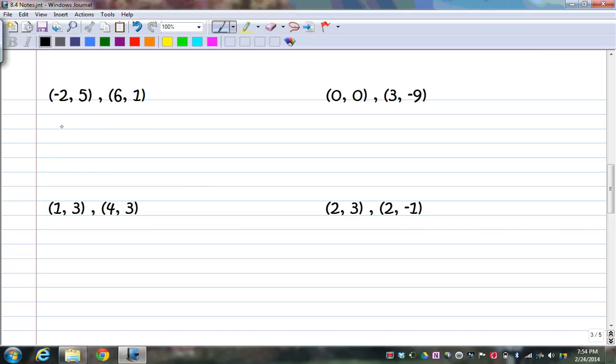Okay, here, m is equal to, I'm going to do 5 minus 1. Since I picked this first, that means I'm going to put this negative 2 first underneath. Negative 2 minus 6. And this is equal to 4 over negative 8. And this is reduced to a negative 1/2.